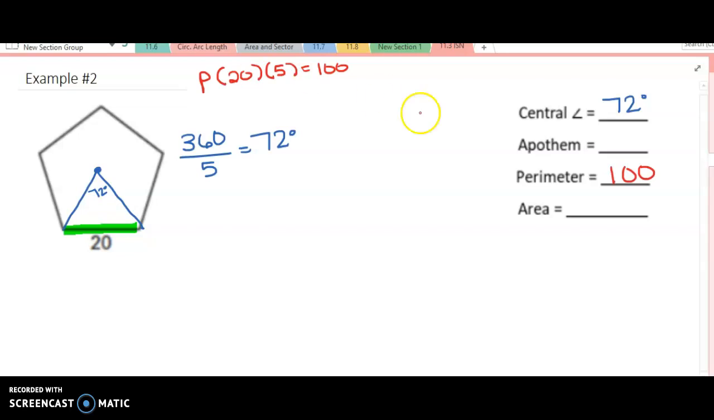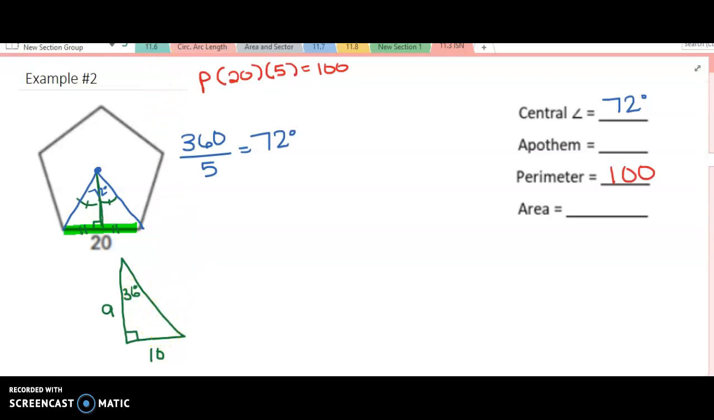All right, now I need my apothem. So I'm going to draw it here. When I draw it, this is a 90-degree angle, and it cuts this piece in half, and it cuts this angle in half. So I'm going to draw my right triangle down below. We're good at right triangles by now. So my 20, half of that is now my 10. This is my apothem that goes straight up and down right here. My 72 has been divided into 2, and 72 divided by 2 is 36 degrees.